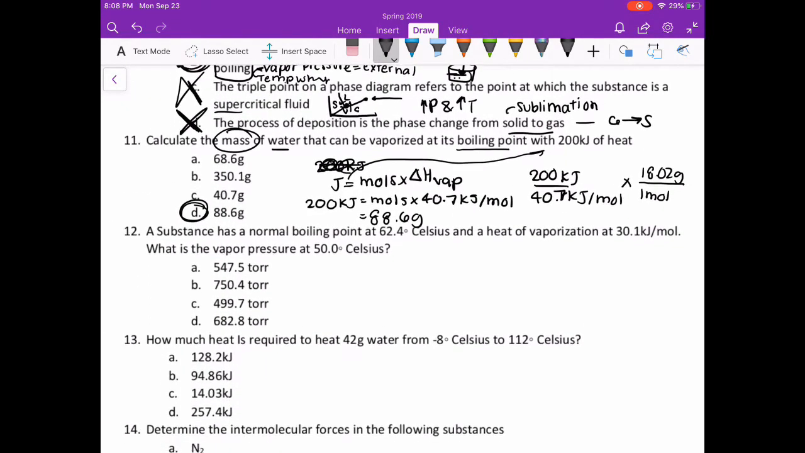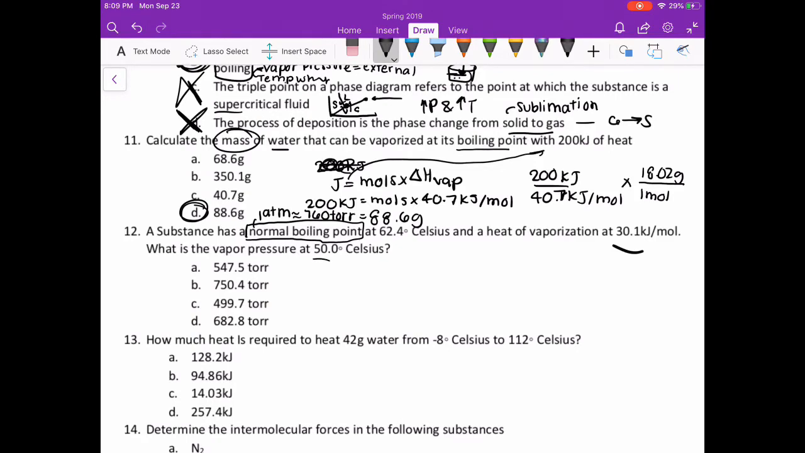So 12 is: a substance has a normal boiling point at 62.4 degrees Celsius and a heat of vaporization of 30.1 kilojoules per mole. What is the vapor pressure at 50 degrees Celsius? So what I want to do is use the 2-point Clausius-Clapeyron equation, which is ln of P2 over P1 equals negative delta H vap over R times 1 over T2 minus 1 over T1. So remember the normal boiling point is just the temperature at which it boils at 1 atm or 760 torr.